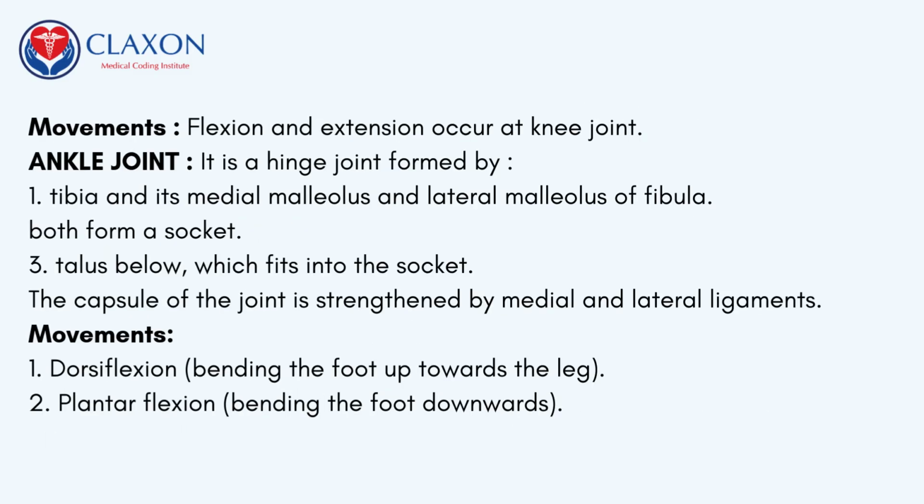Movements: flexion and extension occur at knee joint. Ankle joint is a hinge joint formed by: 1. Tibia and its medial malleolus, and 2. Lateral malleolus of fibula. Both form a socket. 3. Talus below, which fits into the socket. The capsule of the joint is strengthened by medial and lateral ligaments. Movements: 1. Dorsiflexion, bending the foot up towards the leg. 2. Plantar flexion, bending the foot downwards.